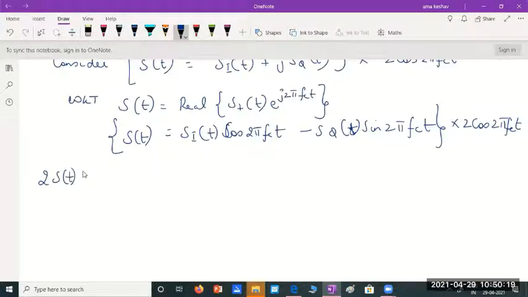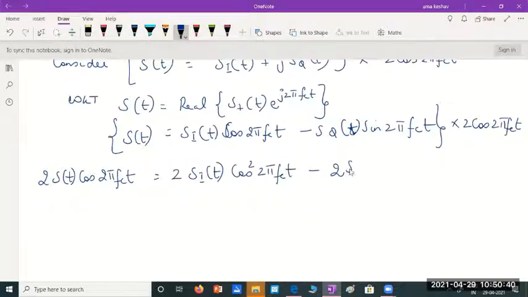2 S of t cos 2 pi fct on the left hand side. On the right hand side, what will I get? Twice S_I of t cos square 2 pi fct minus twice S_Q of t sin 2 pi fct.